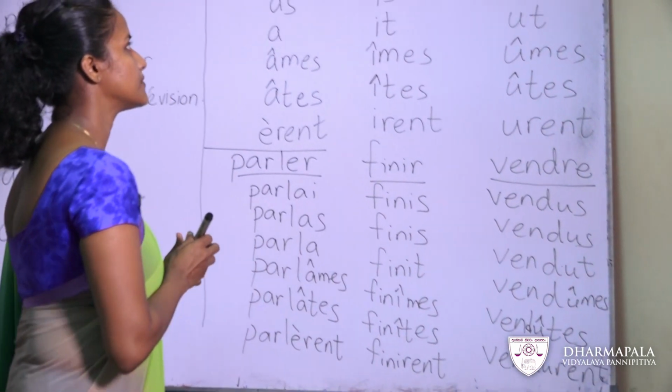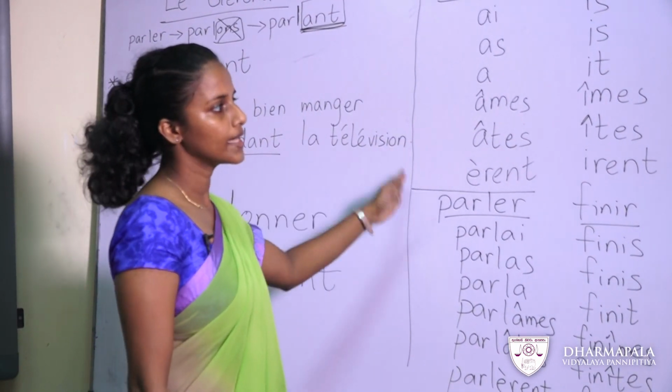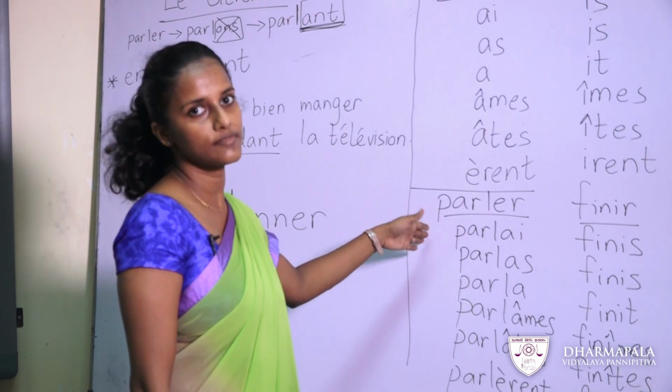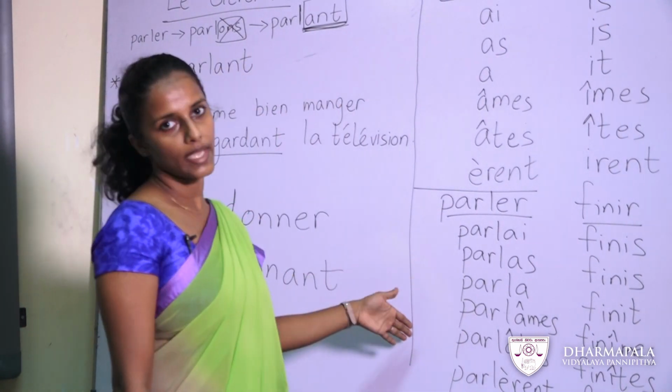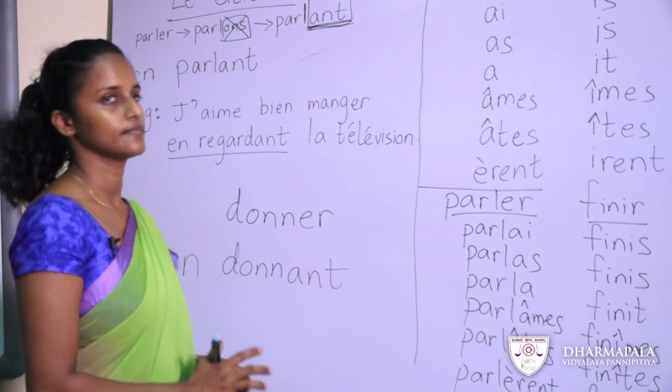Now, this is a bit more difficult than the other tenses. So, you have to learn it by heart. Here also you have some irregular verbs. So, you have to learn the conjugation patterns of the irregular verbs by heart as well.